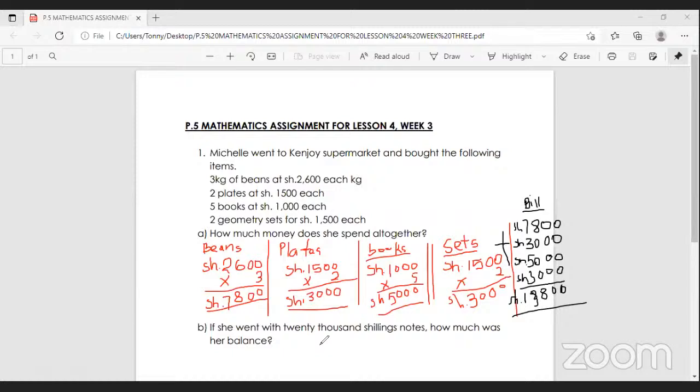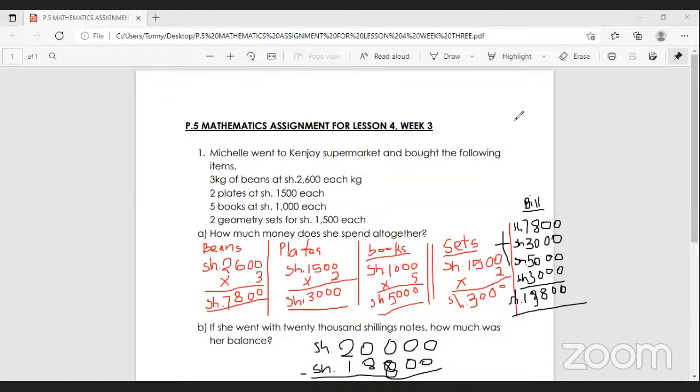So for you to find your balance, the money you went with is 20,000. Then you take away the money you have spent, which is 18,800 shillings. So you take away, and then you will be able to know how much money you are going to remain with. This is very important. It has been very important for us to learn this.